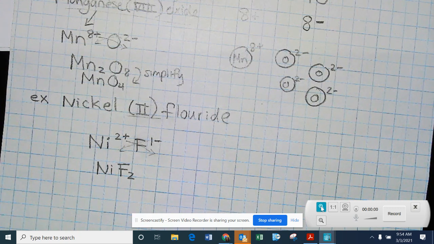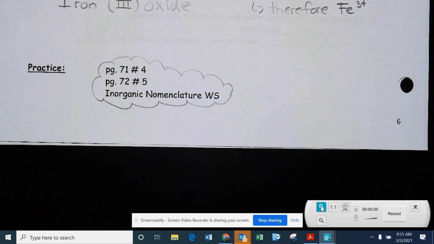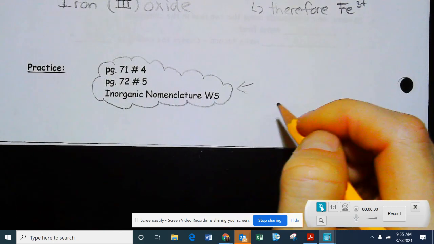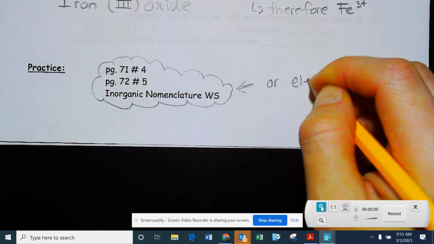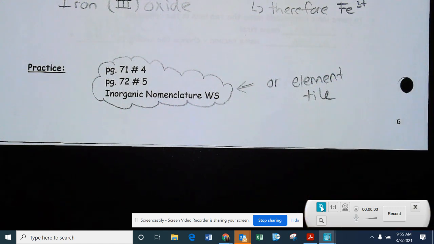I think I'm going to save covalent compounds for another day so that we can take some time to work on our elements or these questions, and we'll do covalent tomorrow. What you guys are doing until 10:05, so you've got about 15 minutes, is either these questions or your element tile. You can work on either of those.